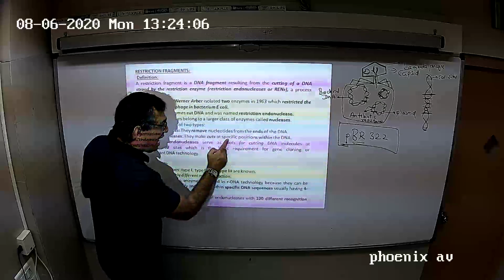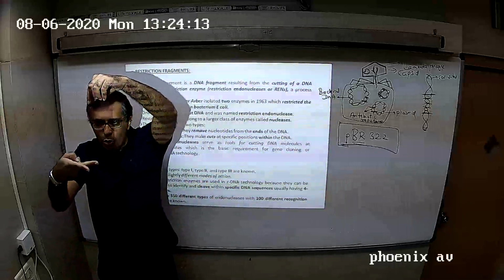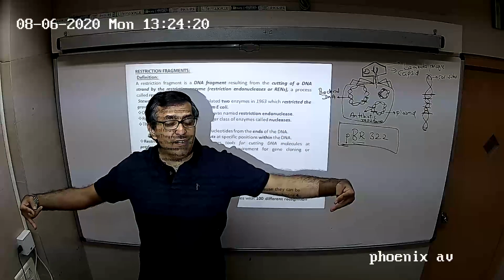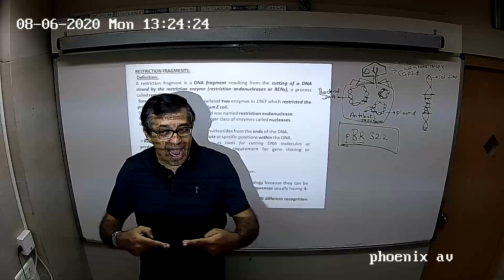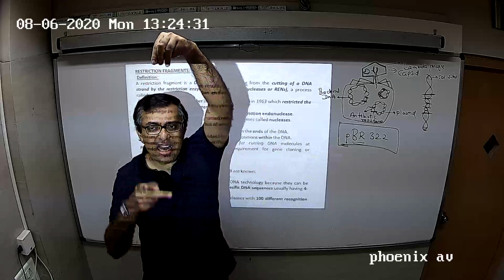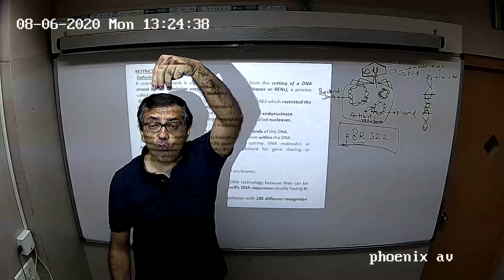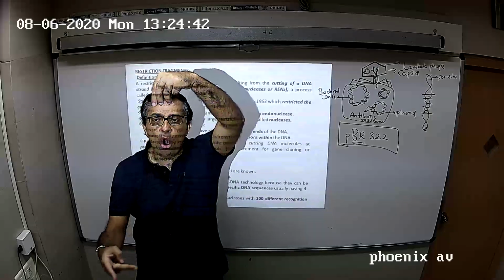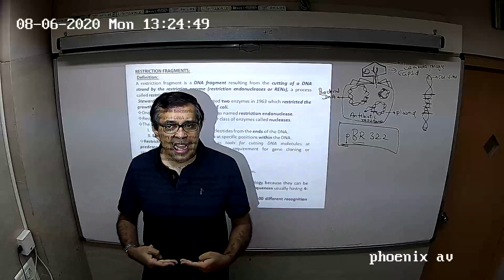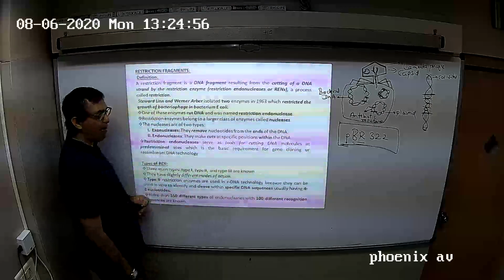But endonucleases cut the DNA at specific positions within the DNA. So where do exonucleases cut from? The ends. And by the way, which bonds will they break? They will break hydrogen bonds. Where does restriction endonuclease break? Within the DNA. So which bonds will they break? Phosphodiester bonds. Phosphodiester bonds are broken by endonucleases. Exonucleases cut from the ends of the DNA. Endonucleases cut within the DNA and form fragments called restriction fragments.